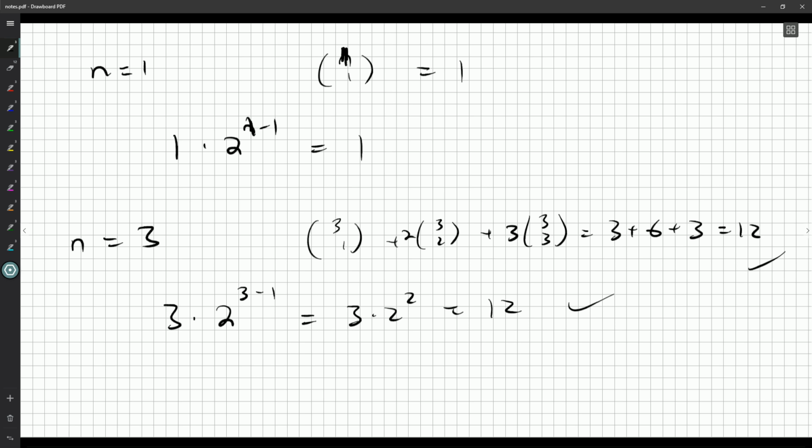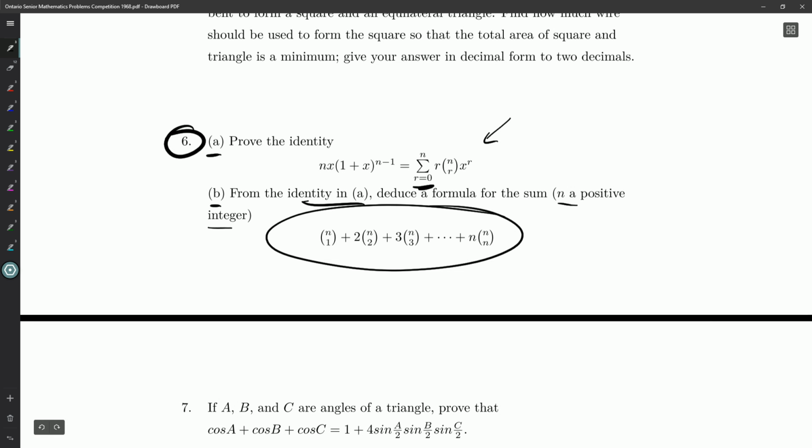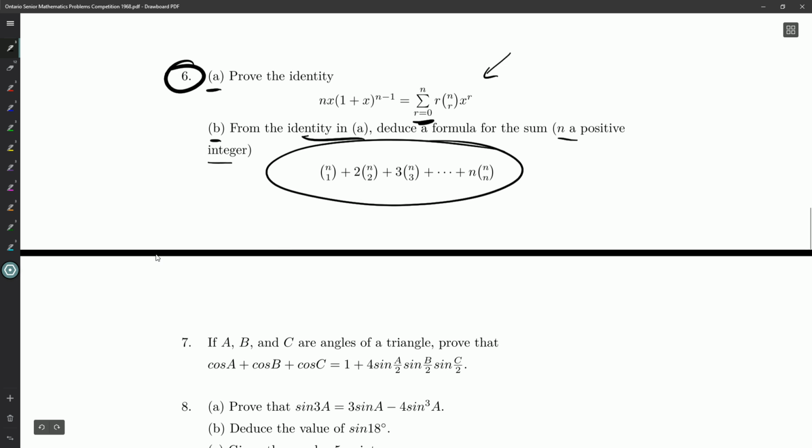You don't have to do that, but if you've got a little extra time, it's always nice to double check your answers, especially if you think you just created a formula and you had to do a lot of arithmetic to get it. Okay, so that was question 6. Up next will be, looks like a trig question in question number 7.